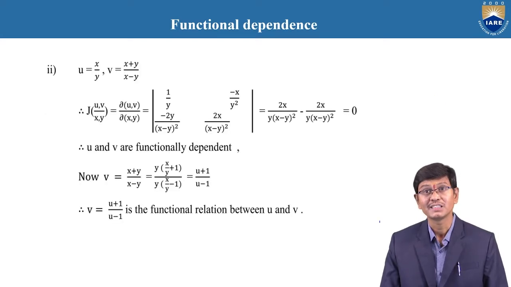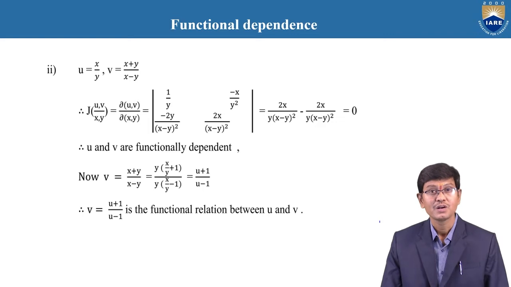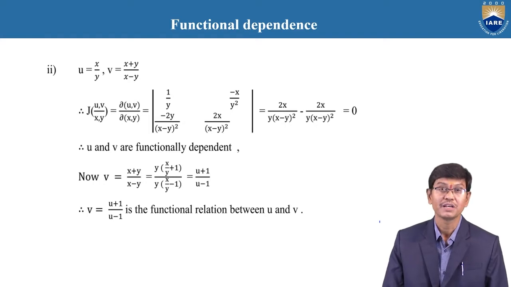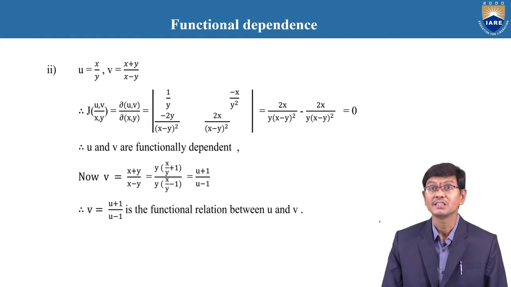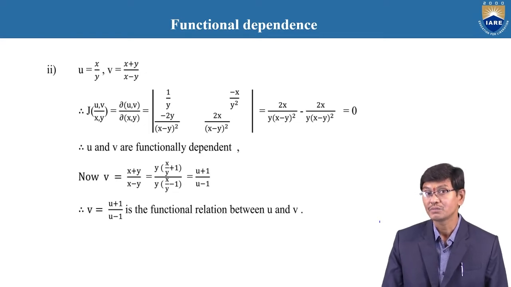Next, coming to the second one. It is also u = x/y, and v = (x + y)/(x − y). Once again, we need to go for the derivatives with respect to the dependent and independent variables. Therefore, u has ∂/∂x and ∂/∂y, and v also has ∂/∂x and ∂/∂y. According to this, the values are 1/y, −x/y², −2y/(x−y)², 2x/(x−y)².